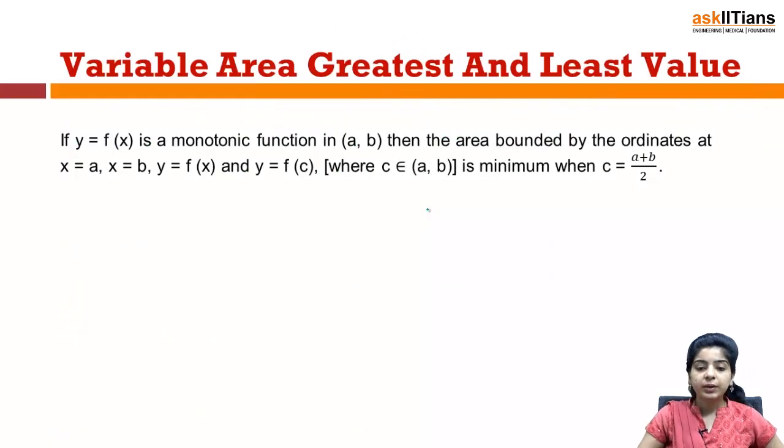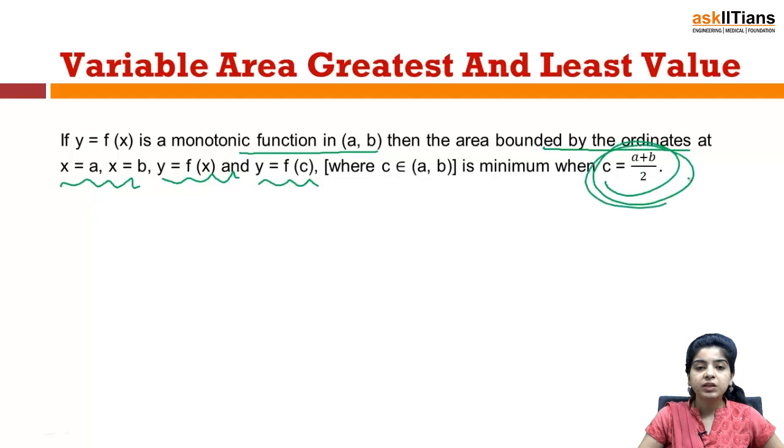Next we have variable area, greatest and least value. If y equal to f(x) is a monotonic function in (a, b), then the area bounded by the ordinates at x equal to a, x equal to b, y equal to f(x) and y equal to f(c), where c is a point lying between a and b, is minimum when c is (a plus b) by 2. So you just need to remember that it will be minimum when c is (a plus b) by 2. We will discuss some questions based on this also.